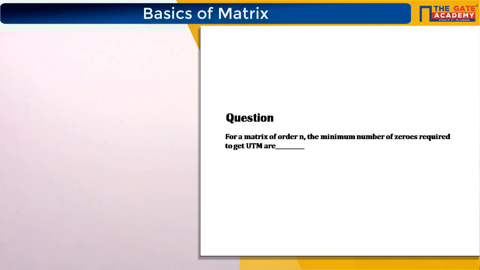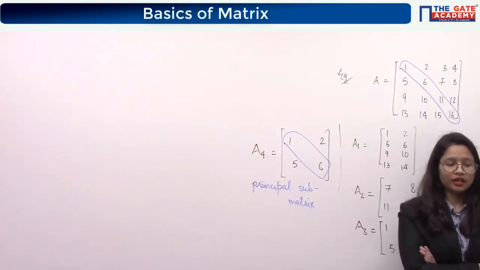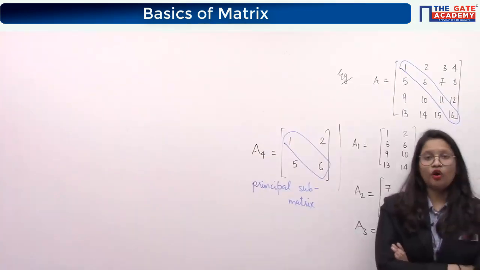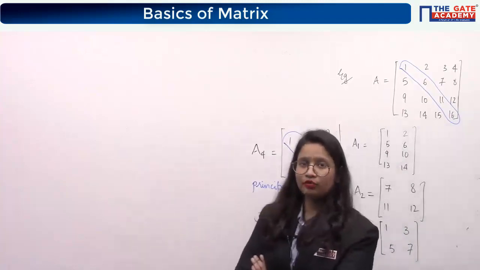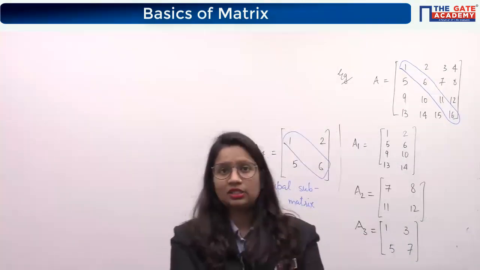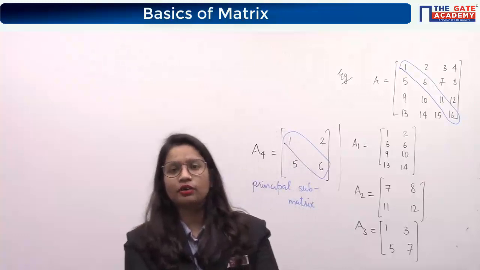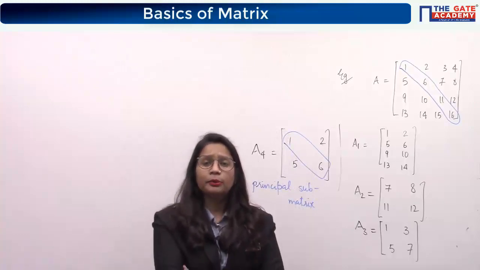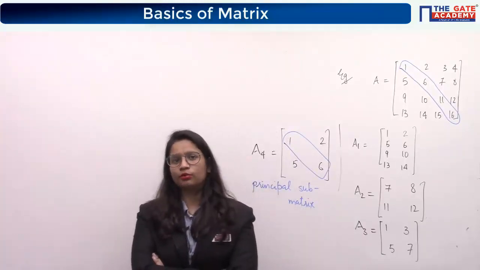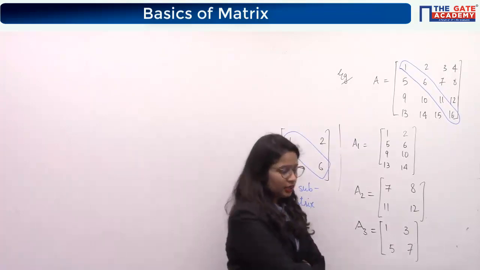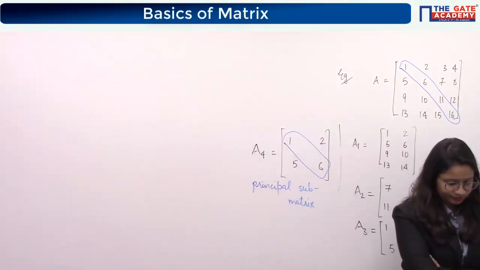So what is the question? For a matrix of order n, the minimum number of zeros required to get a UTM. What is UTM? What has been asked is that there is a matrix of order n. If you want to write that matrix in the form of a UTM, UTM meaning upper triangular matrix, then the minimum number of zeros required will be how many, that is asked.